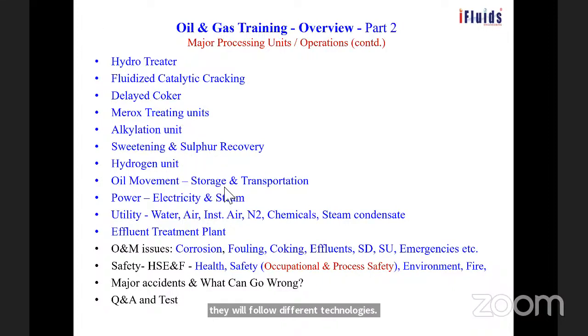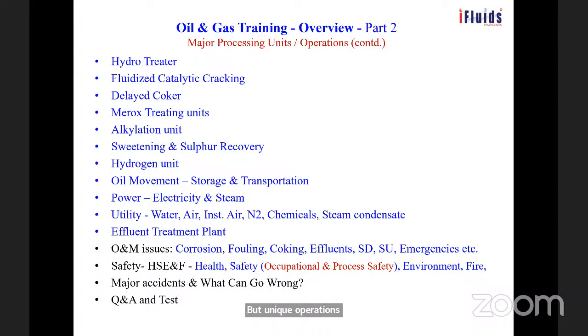Then after hydrogen unit, it will be followed by oil movement and storage and transportation, because this is very important. Without that, refineries cannot function. Then power and electricity and steam. Then utility that has water, air, instrument air, nitrogen, chemicals, steams, condensate. Then effluent treatment plant. All these things are part of the refinery unit operations.